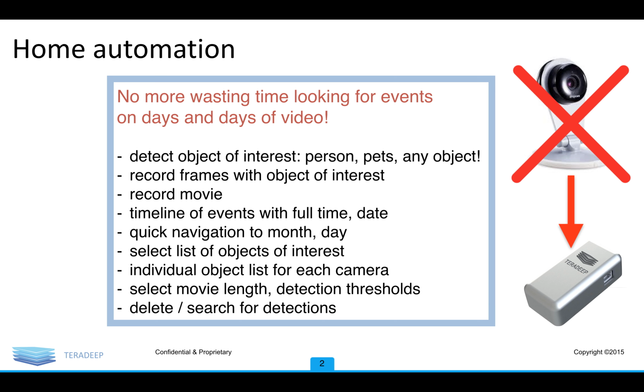They'll be able to select the objects of interest that they want to see and have recognized, and they will be able to list objects for each camera that they have at home or around the home. They will be able to select movie length and detection threshold, and also delete and search for detection over a period of time.